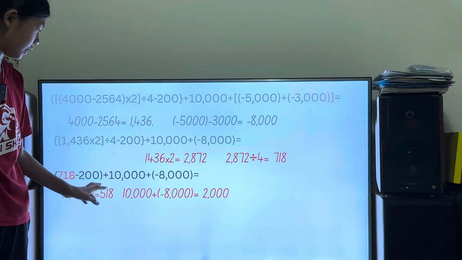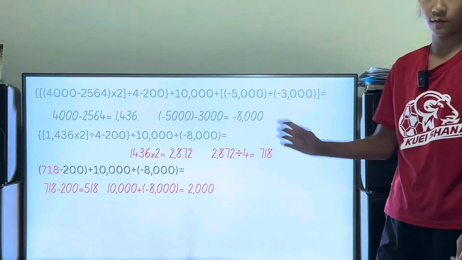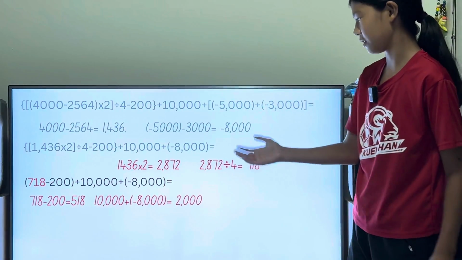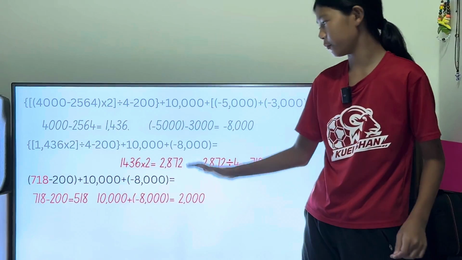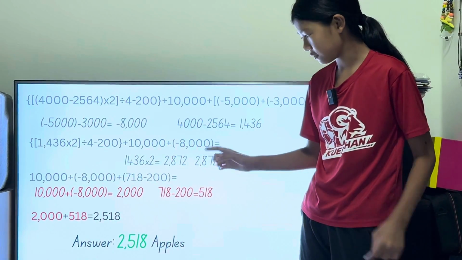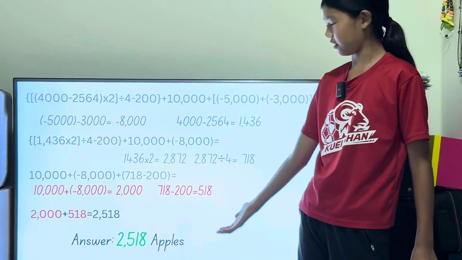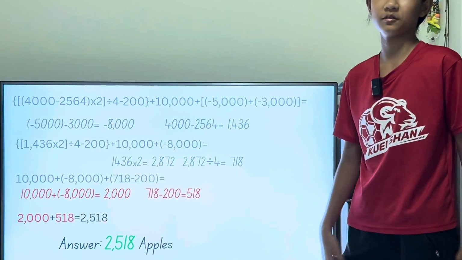So now 518, and this final amount, 10,000 plus -18, is basically just 10,000 minus 8,000. So it becomes 2,000. If we add those two final amounts together, it turns into 2,518. So his final answer is he ends up with 2,518 apples.